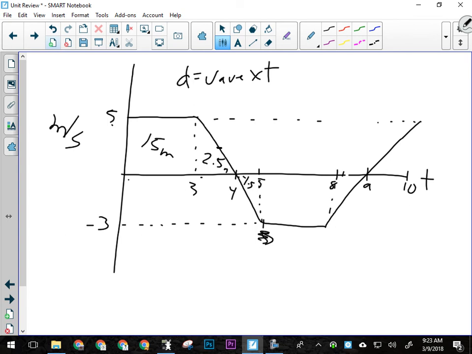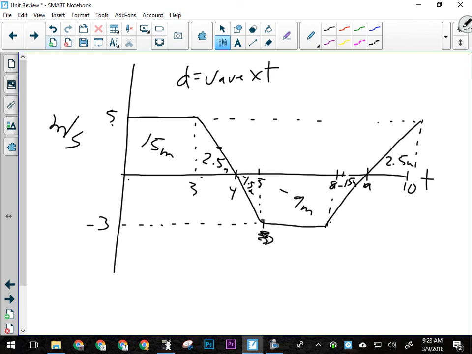Then I have this triangle here that's 3 seconds long by negative 3 meters per second high. So that's going to be negative 9 meters. And then this one here is 1 second by negative 3 meters per second. So it's also negative 1.5 meters. And then I have this triangle here that's 1 second. So it's basically the same as this triangle. So it's 2.5 as well.